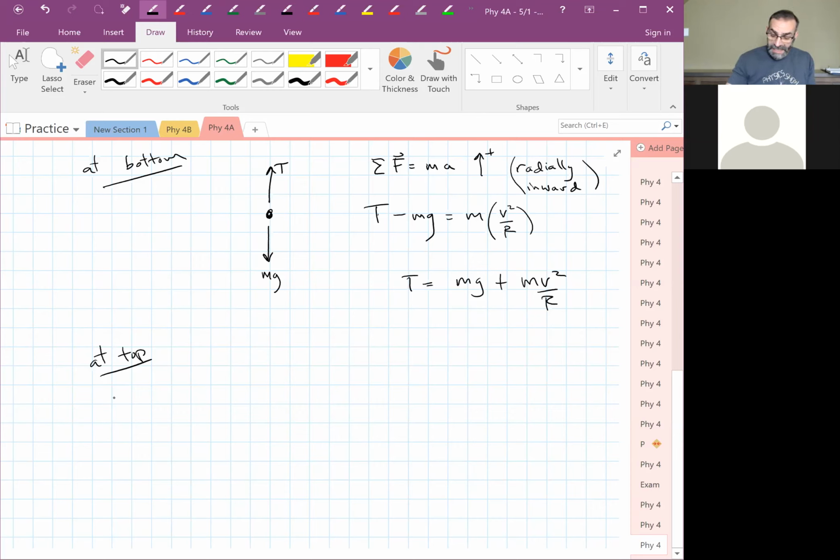V squared over r, centripetal acceleration, is for any circular path, for any circular motion. So if an object's circular motion happens to be a vertical circle, that doesn't always have to be the case. It could be a horizontal circle, something like a car driving around a corner on a road. That's circular motion, right?